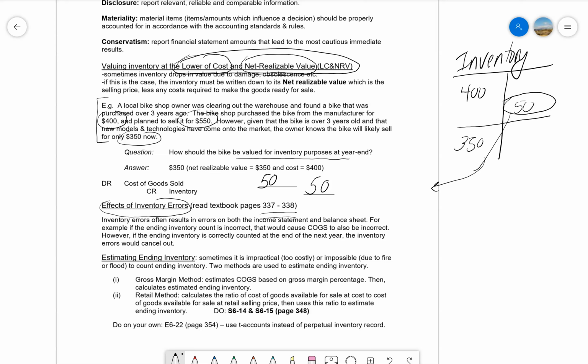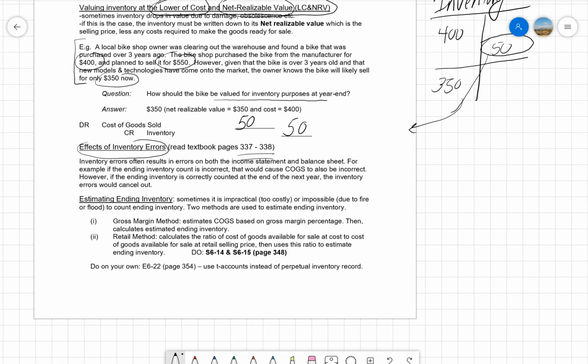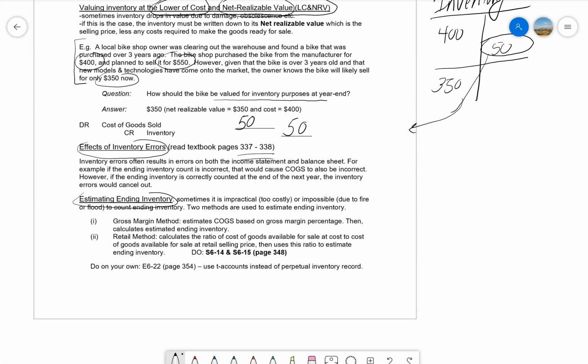So just read through these 2 pages on your own in the textbook. And the final topic that we're going to talk about is estimating ending inventory.